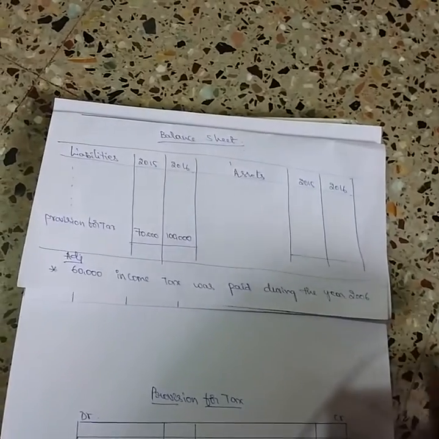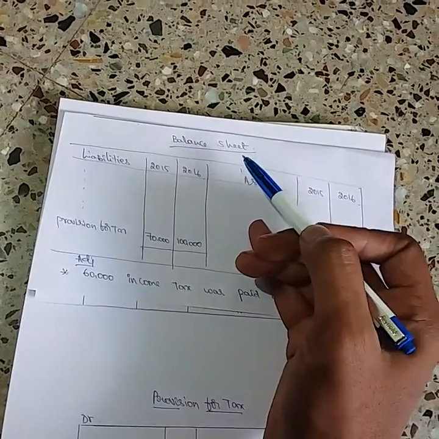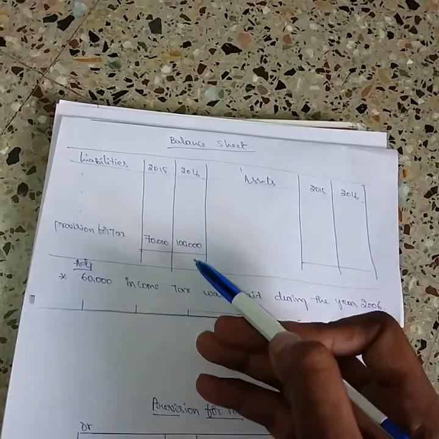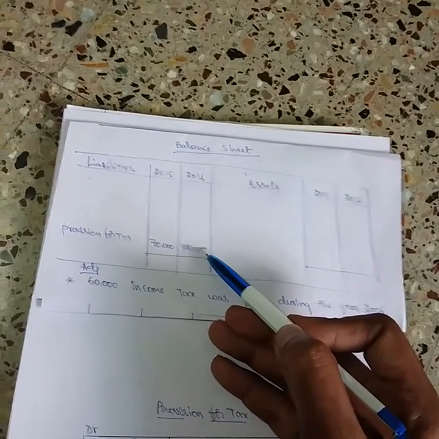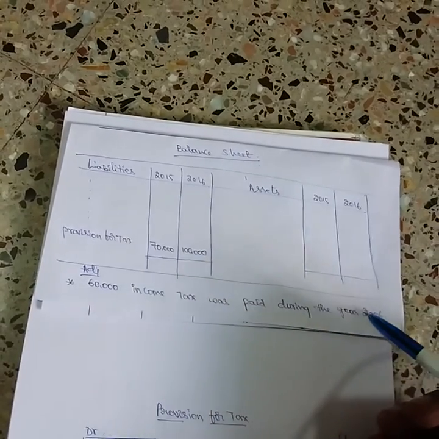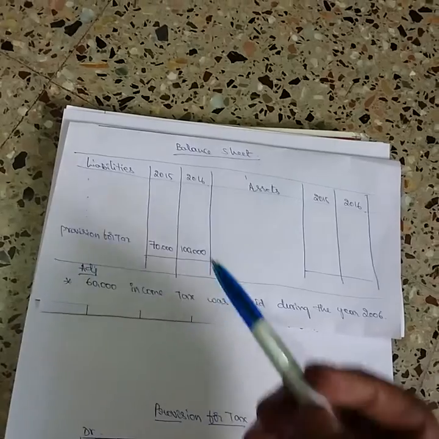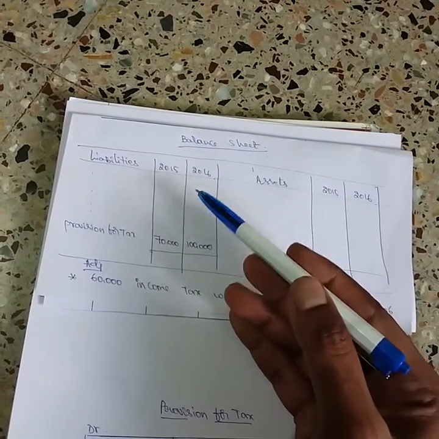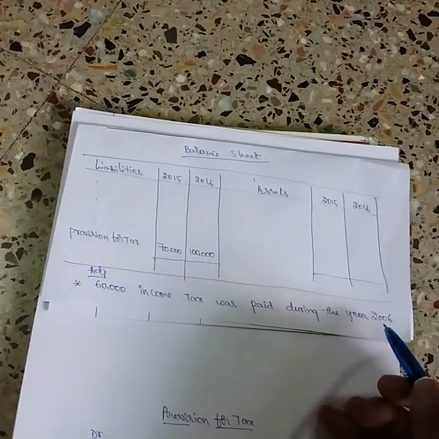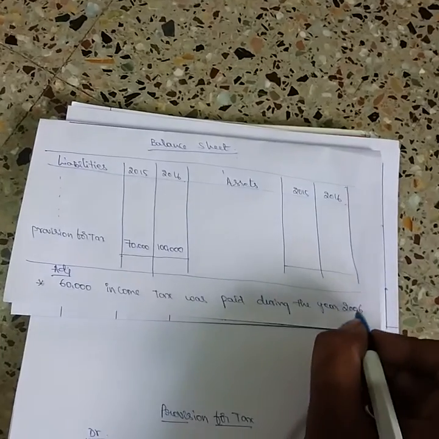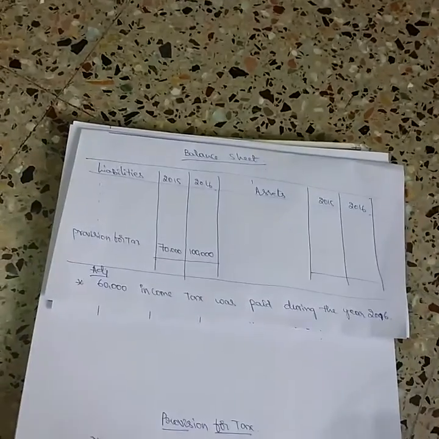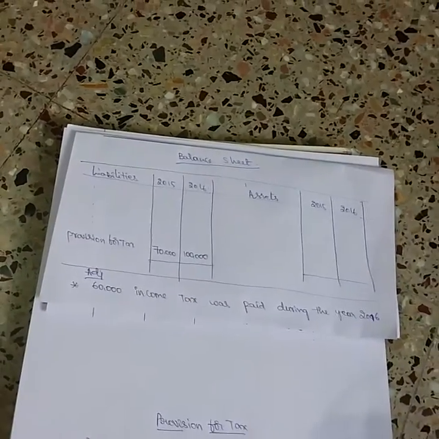Okay, let us take an example. In the balance sheet, provision for tax 2015 as well as provision for tax 2016 balance will be given, and in adjustments, income tax paid during the year will be given. In this example, I have taken provision for tax 2015 balance 70,000 and 2016 balance 1 lakh, and during 2016, 60,000 rupees income tax was paid. Now how to treat these transactions?